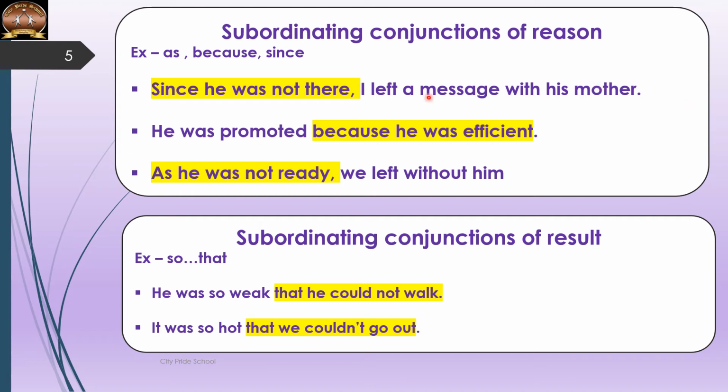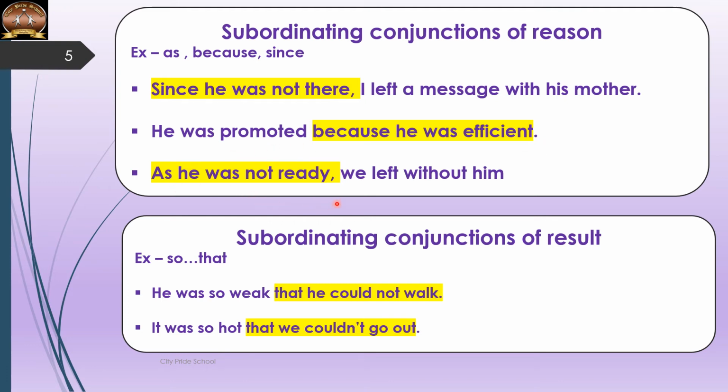This sentence can be read either way: I left a message with his mother since he was not there. So since he was not there is the reason. Since is a subordinating conjunction and the rest of the sentence is the subordinating clause. He was promoted. Why? The reason: because he was efficient. So because is a subordinating conjunction of reason, and the rest, the highlighted yellow part, is the subordinating clause.